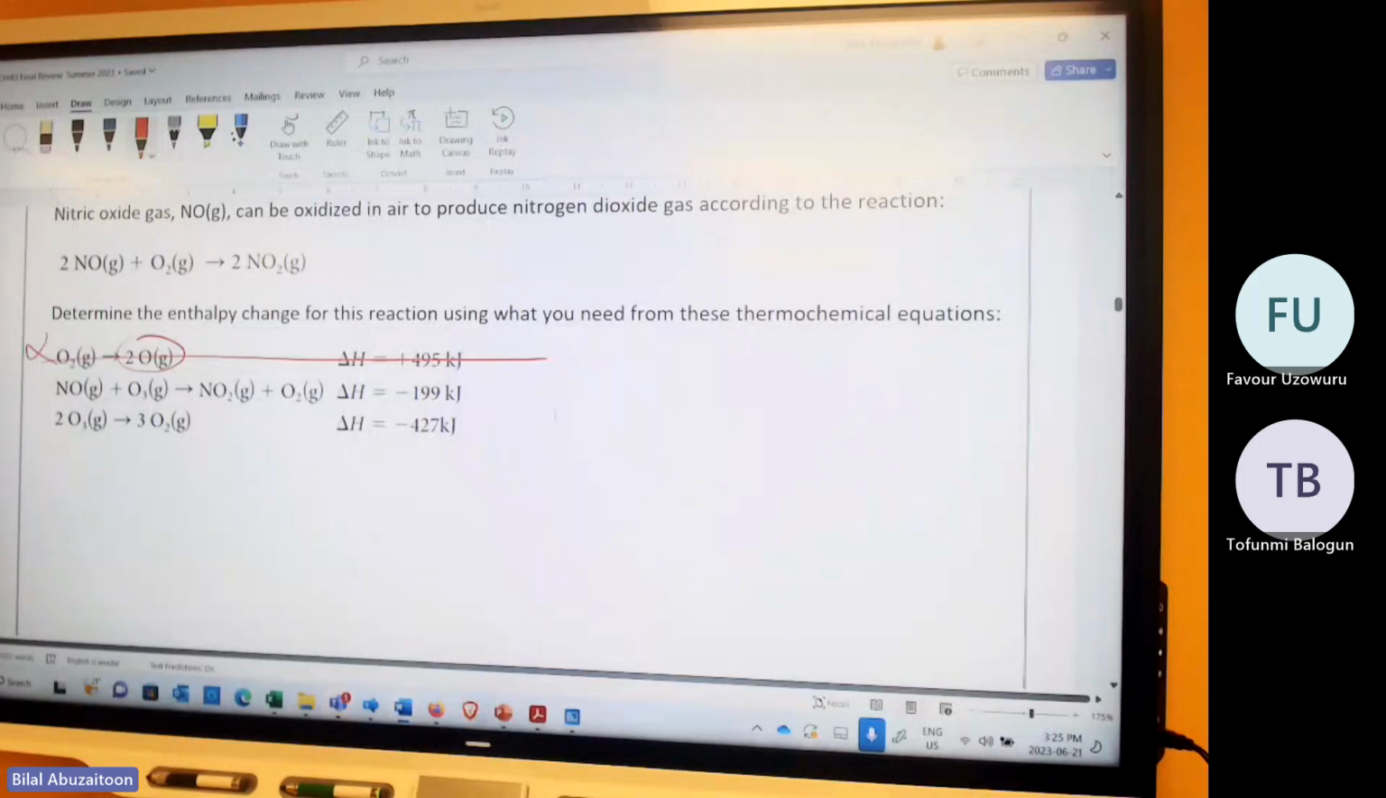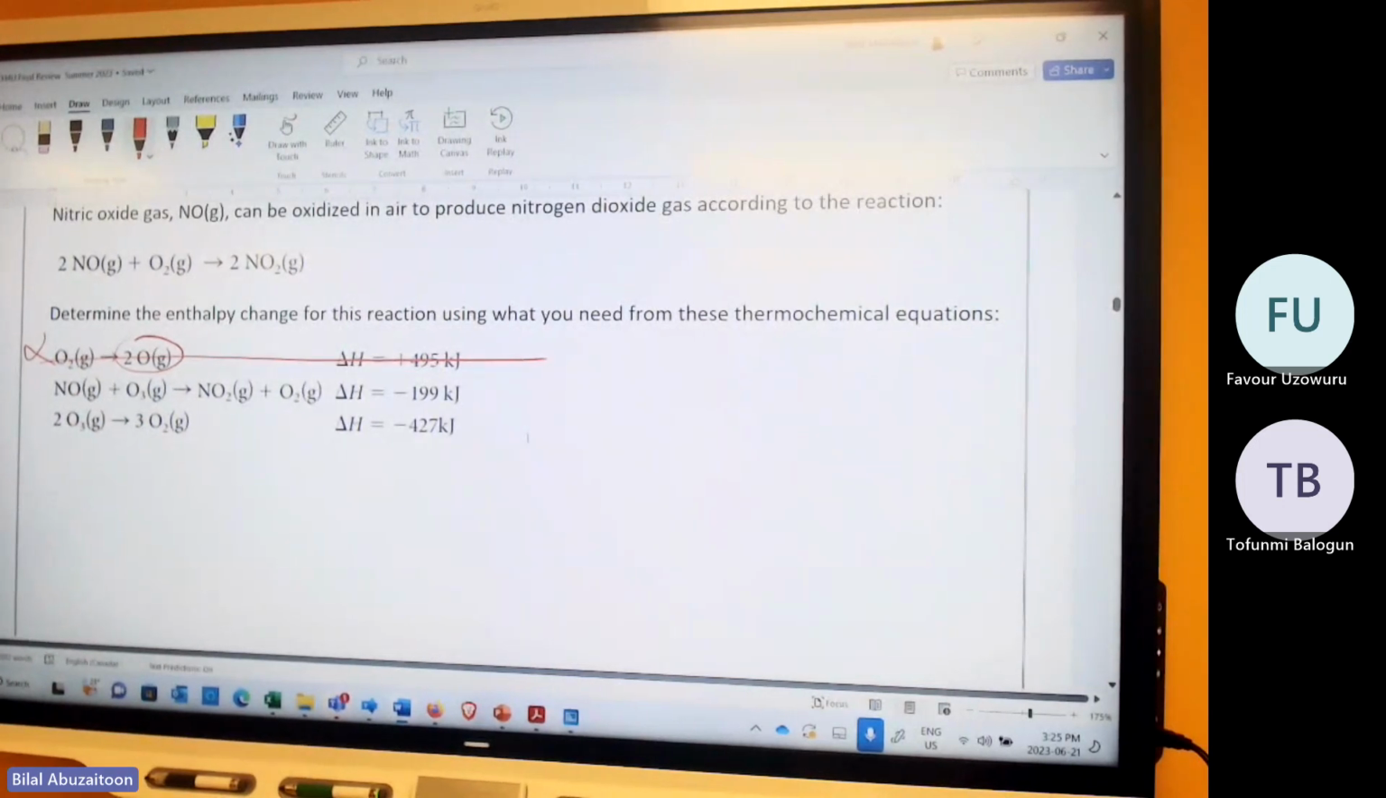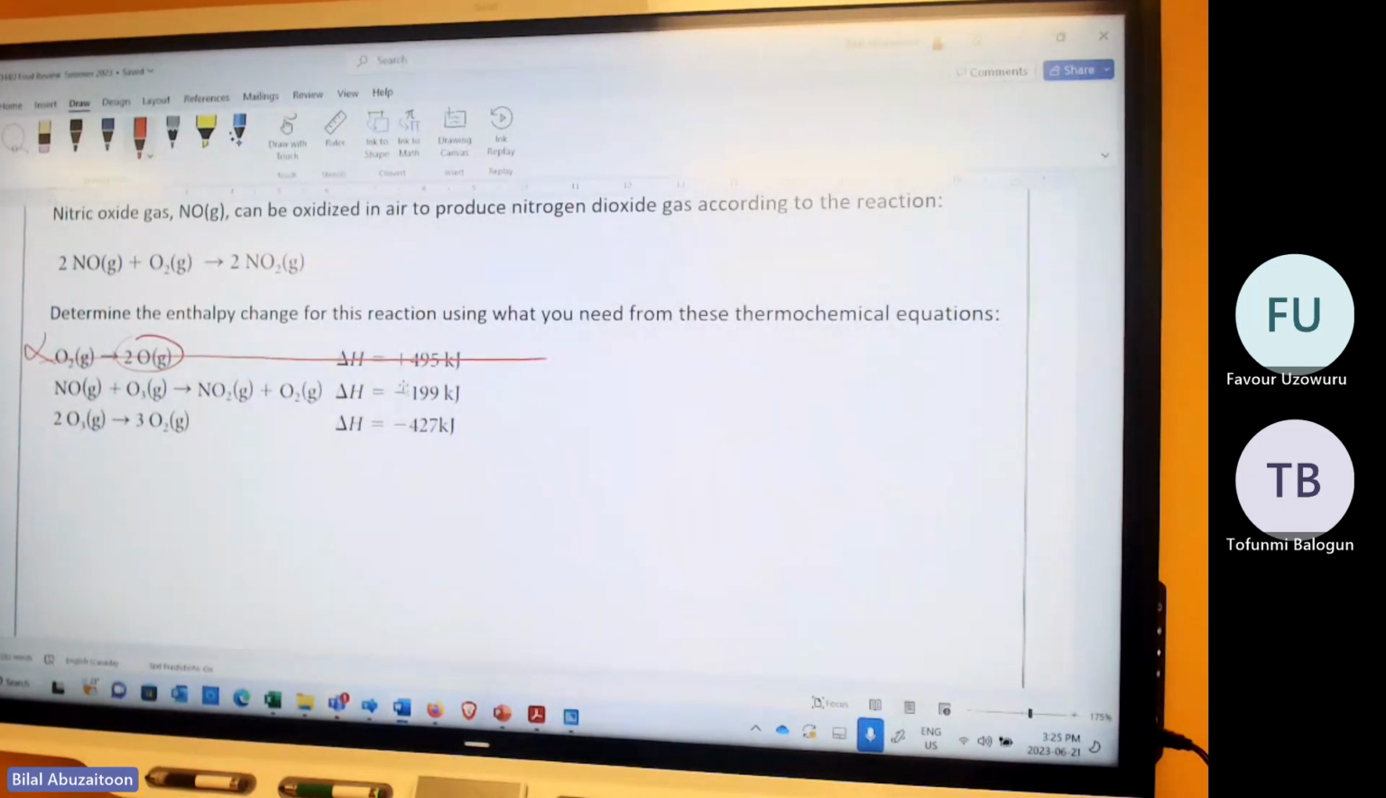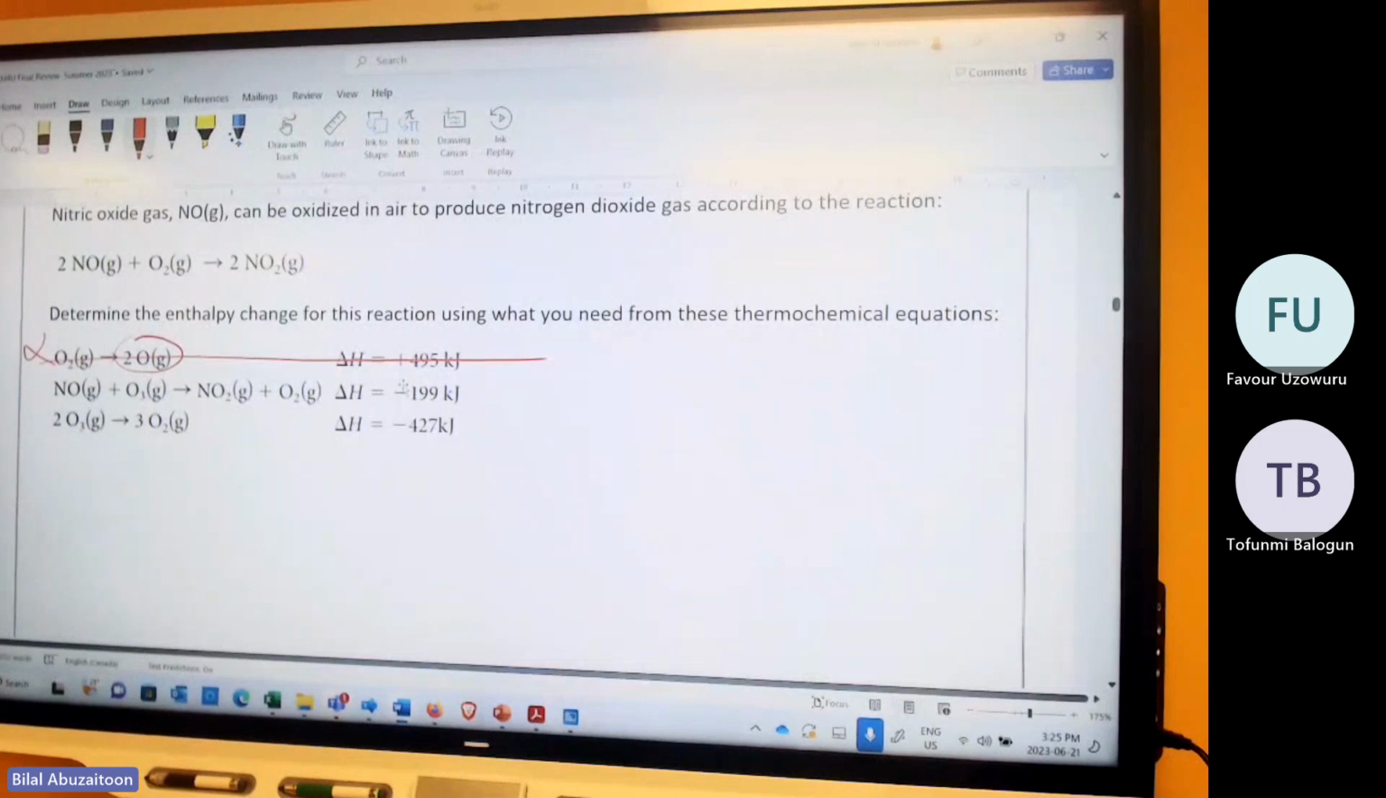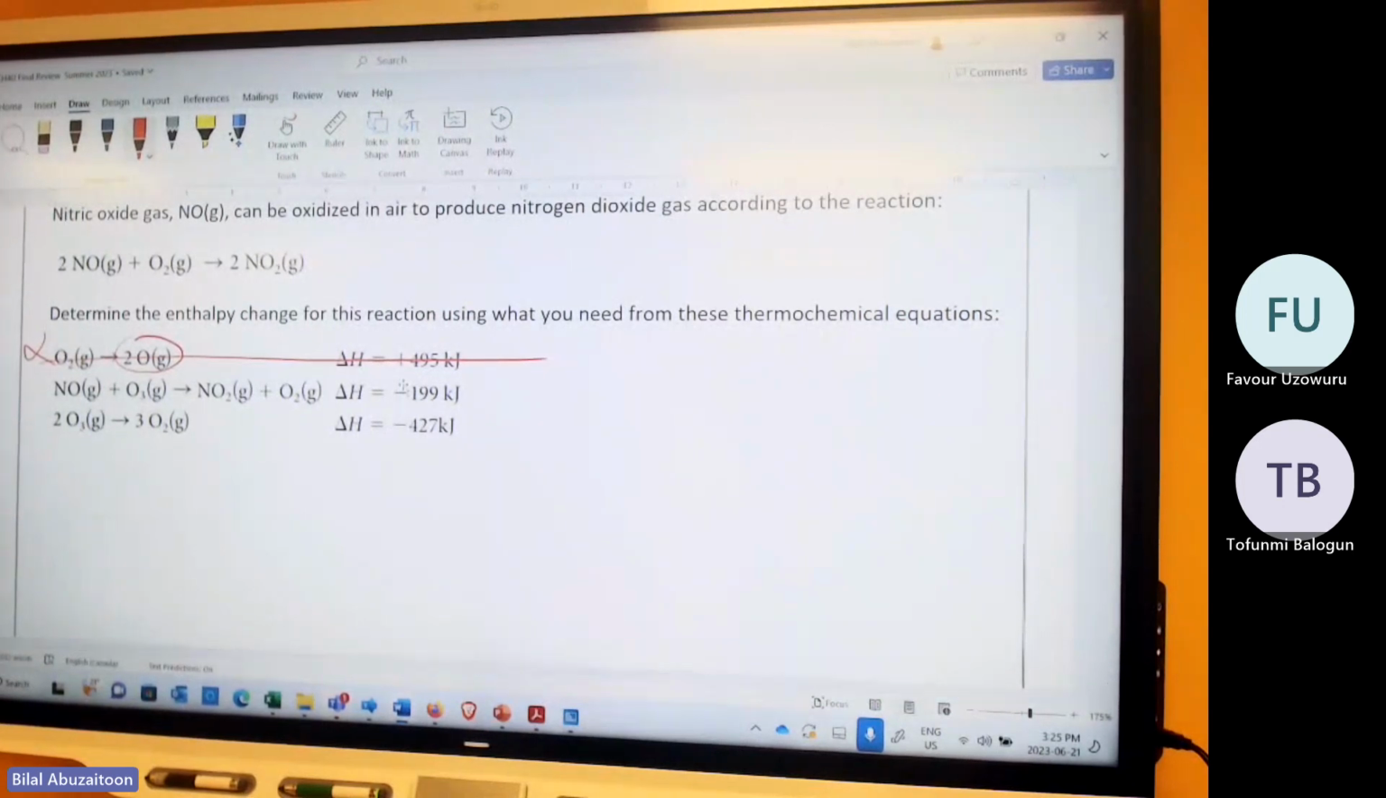Do you see O3 in the overall equation? Answer my question. Do you see O3 in the final, in the overall equation? The answer is no. You don't see O3, right?